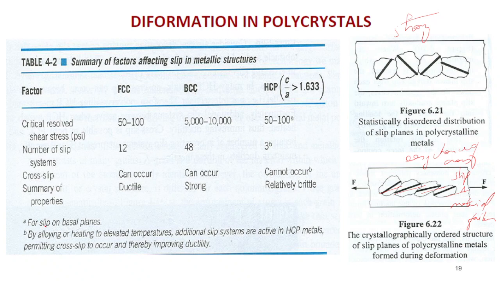So here we have for FCC, there are 12 slip systems, and for BCC there are 48 slip systems, and for HCP there are only 3 slip systems. Sometimes they will ask what is the number of slip systems for FCC, for BCC, and for HCP. Of this we can see that BCC has the highest CRSS, almost around 1 ton.